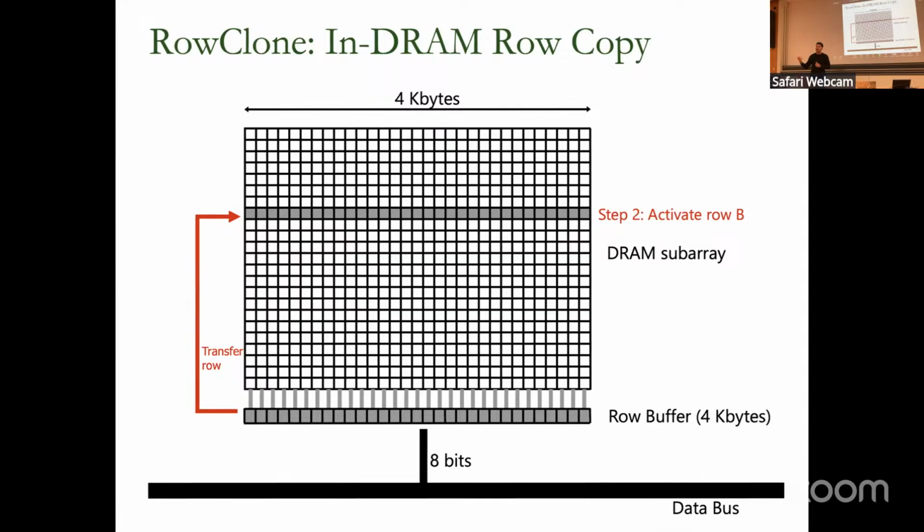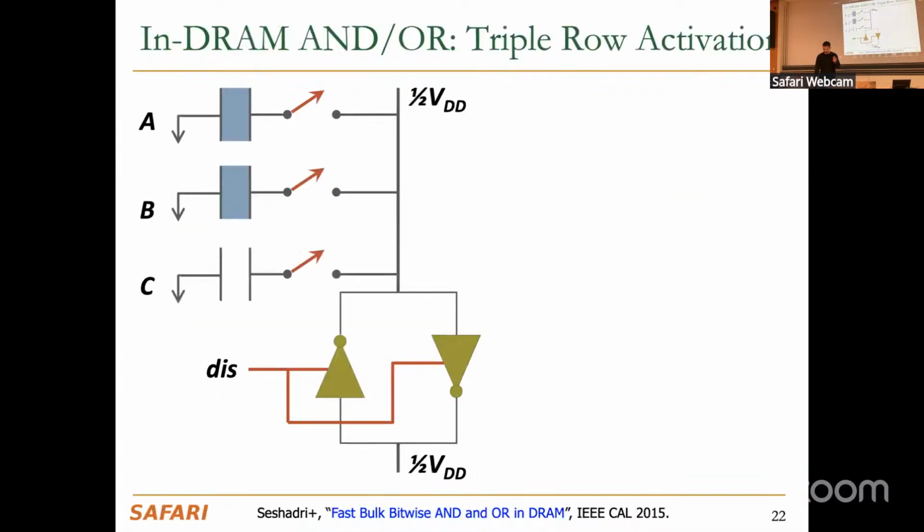So here we can do this in-DRAM row copy without involving the CPU in the process. So you don't need to move the cache lines to the processor, which, as you can see, means we didn't add any logic to do such computation. And this is the RowClone work, and then we can do more complex operations.